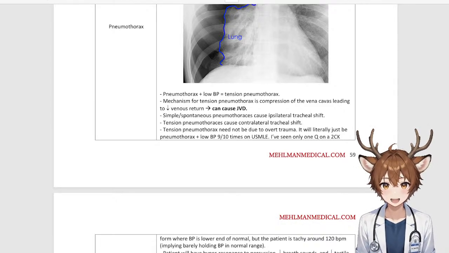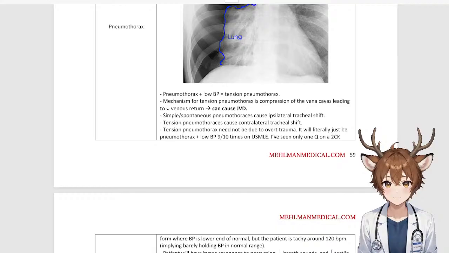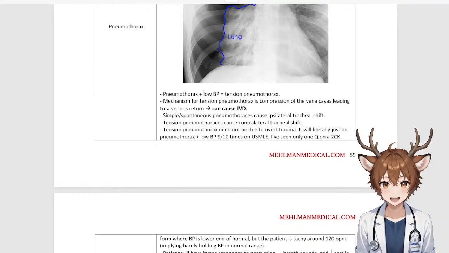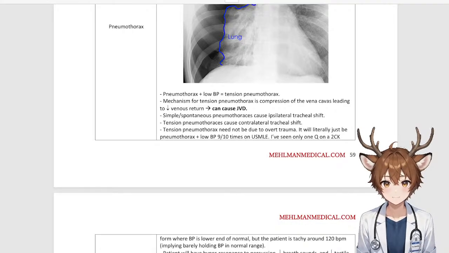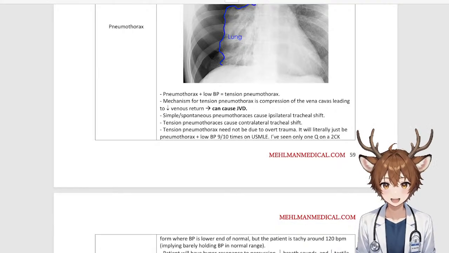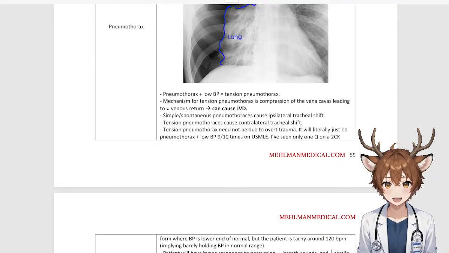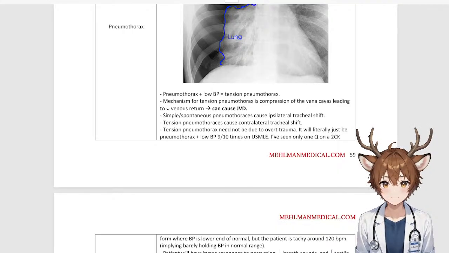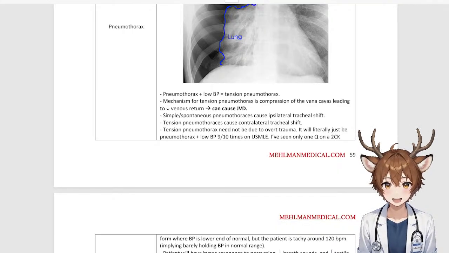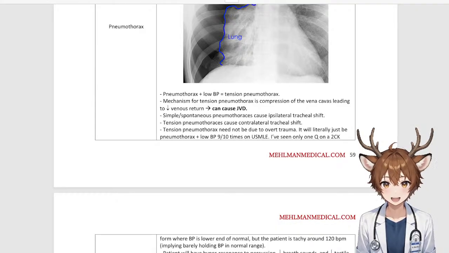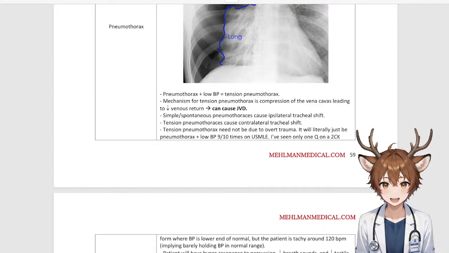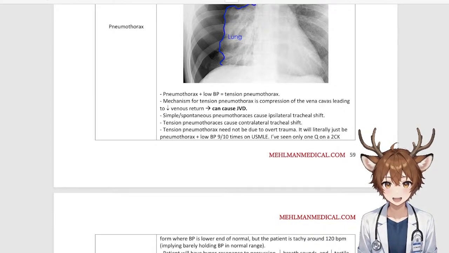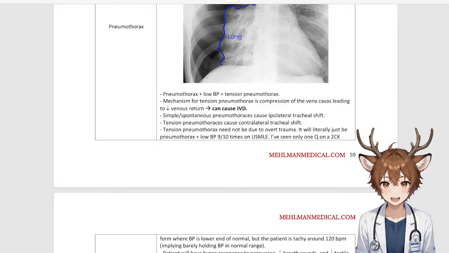So let's say, for example, I have a lung collapse on my left side from tension pneumothorax. The midline structures will go to the right. They'll go away from it. Contralateral shift of the midline structure of the trachea. But for simple spontaneous pneumothorax, it causes a shift towards it. So if I have a simple pneumothorax, the trachea shifts towards it. But if I have a tension pneumothorax, related to low BP, it shifts away from it.